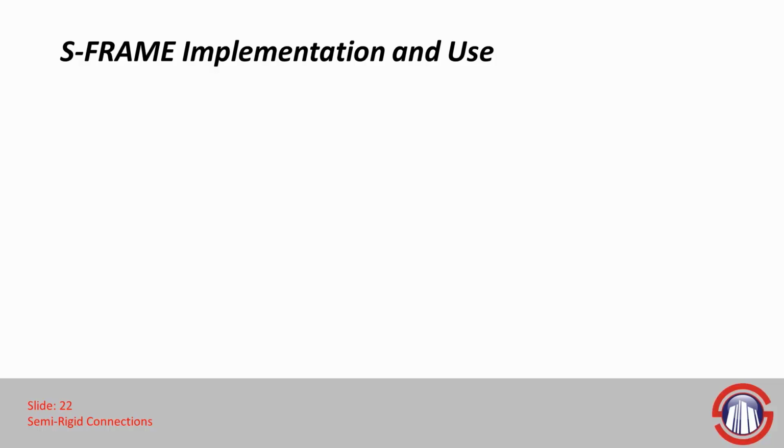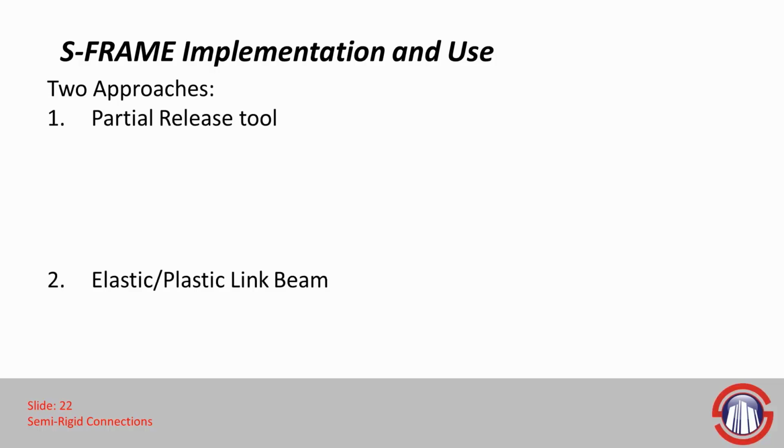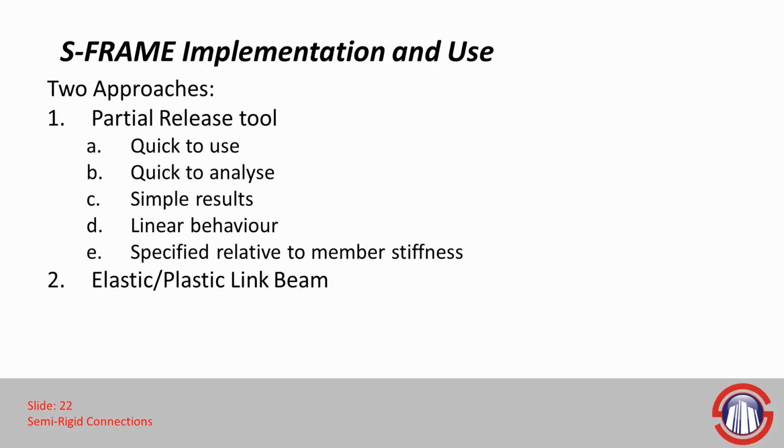Essentially in SRAM, there's two different ways to do this. We have the partial release tool and the elastic plastic link beam. Partial release tool is the one we're going to be focusing on in today's presentation. It's definitely quick to use. It's also faster for the analysis. Your results are much easier to digest. The behavior is all linear, and again, you specify the stiffness relative to the member stiffness.